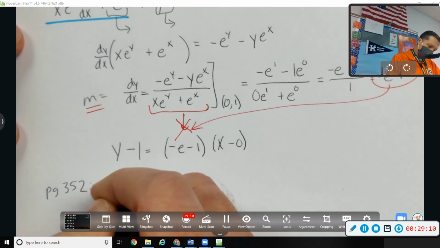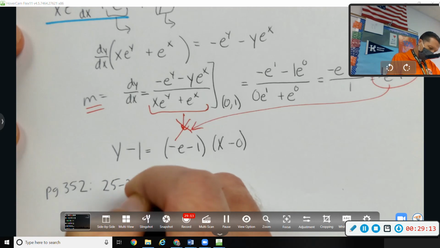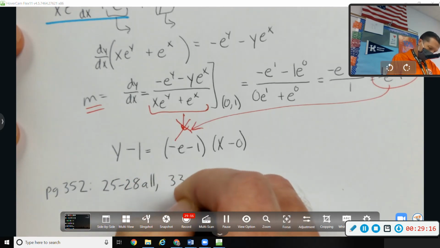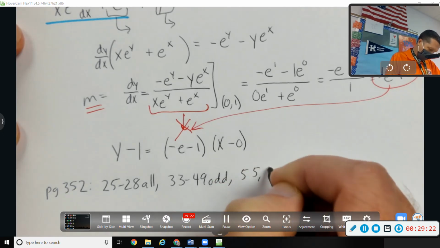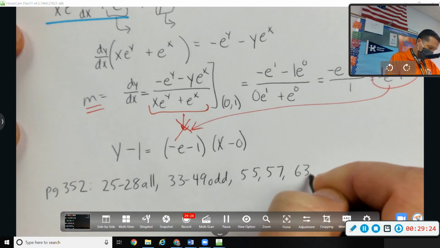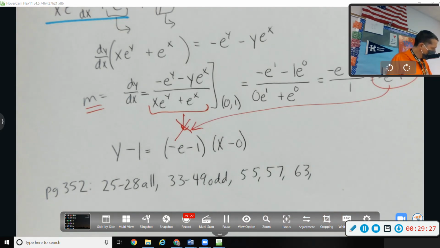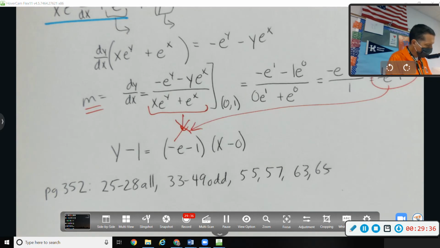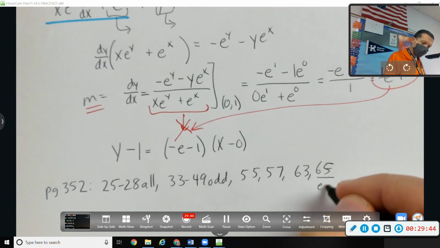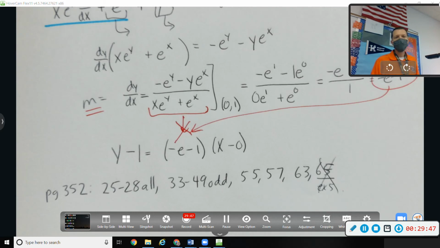All right, page 352, 25 to 28 all, 33 to 49 odd, and then 55, 57, 63. And I've got a note in my notes here. Let me see what's going on with 67 or 65. Oh, we just did 65. That was example 5. So you don't really need to do that one because we did it already.